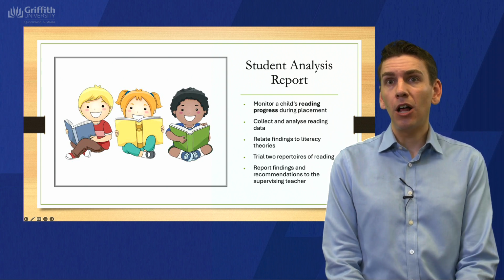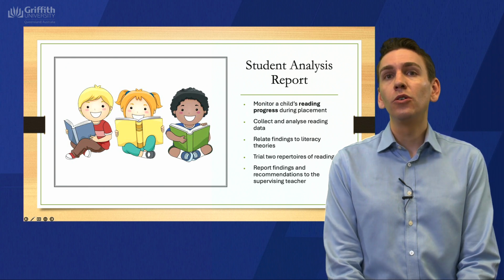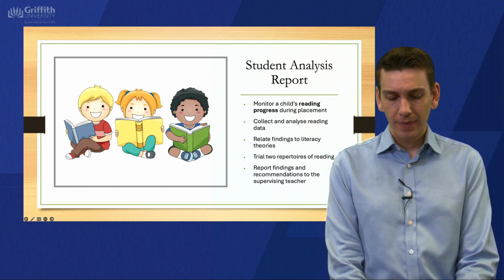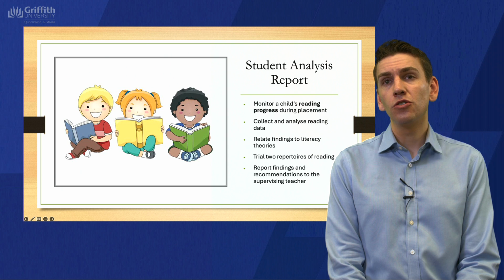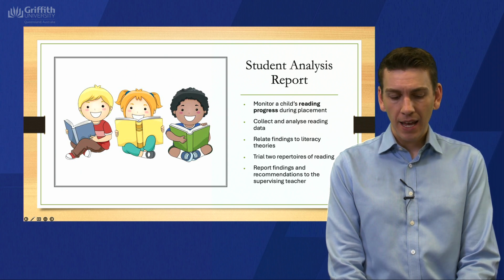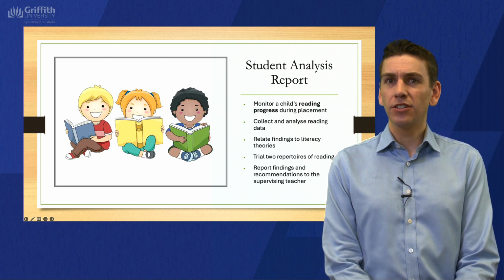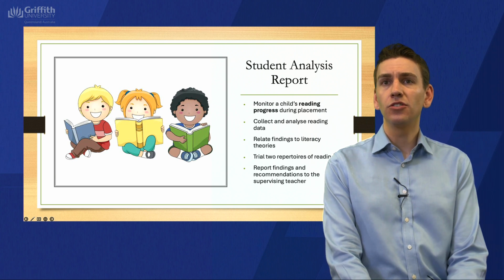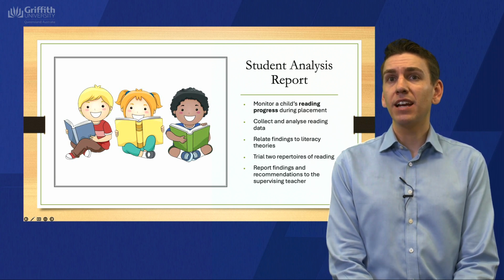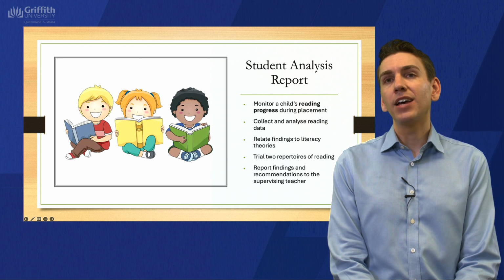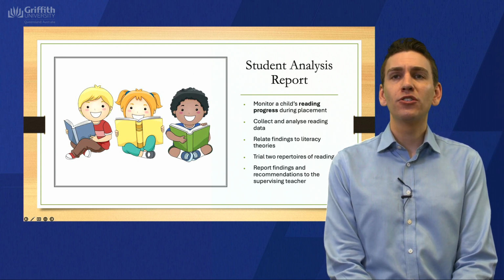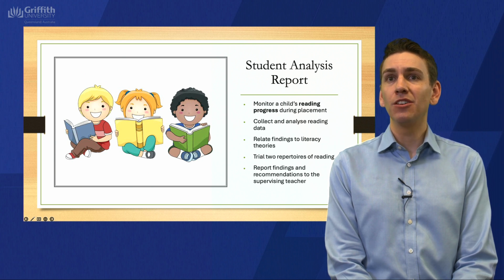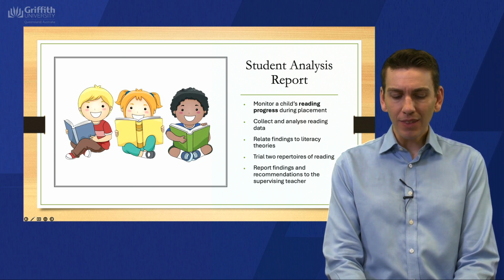Finally, from that, you'll then compile all that into what we call your student analysis report. This should include a summary of the child's reading progress, so the strengths there as well, the effectiveness of those two repertoires trialed there as well, and evidence-based recommendations. So it's not just what you think this child needs to do to improve, but some theory and reasoning behind it there as well to help them with that continued development. Because we are lifelong learners, there are always areas for everyone to continue improving on there as well.